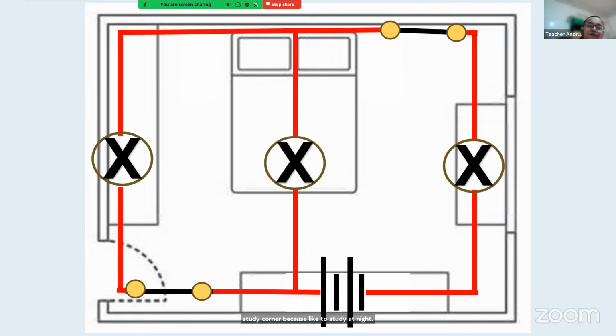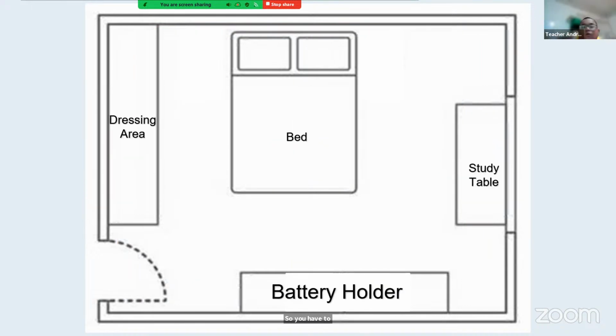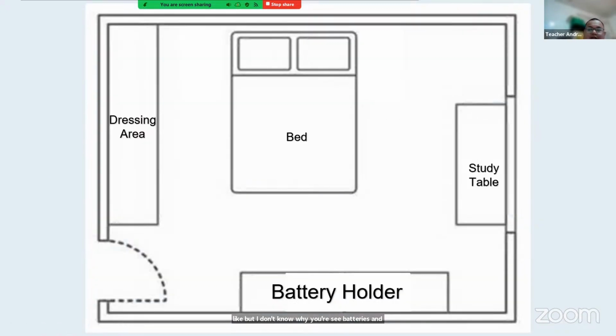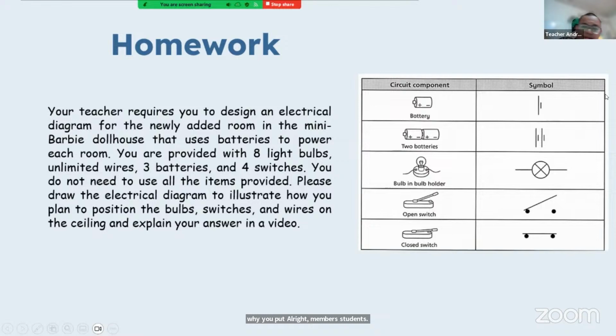So you have to make a video and draw out the diagram and let us know why you put the light bulb at that corner and how many switches you're going to use. In this case, you are given 8 light bulbs, unlimited wires, 3 batteries, and 4 switches. You don't need to use up all. It's up to your imagination how to place the batteries and the bulbs in the room. What I want to see is, are you using series circuit or parallel circuit, and why you put the switch there. Remember students, to draw the diagram using the symbols here: the battery symbols, the light bulb symbols, and the open switch and closed switch symbols.